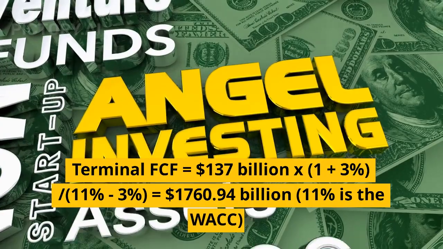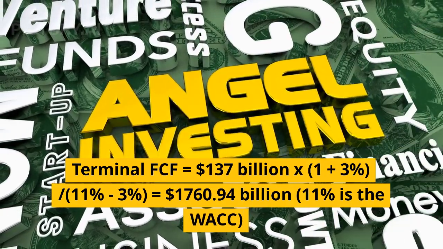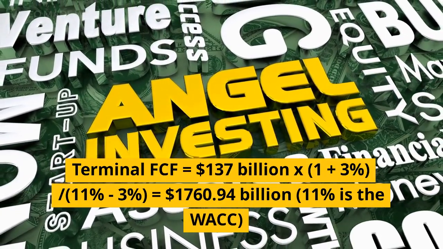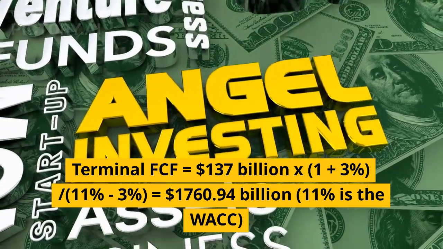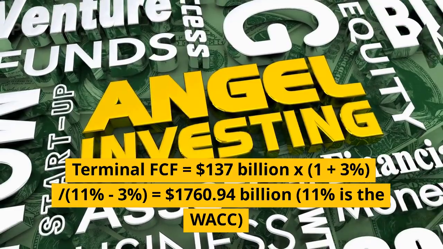Terminal FCF equals $137 billion x (1 plus 3%) divided by (11% minus 3%), equals $1,760.94 billion. 11% is the WACC.